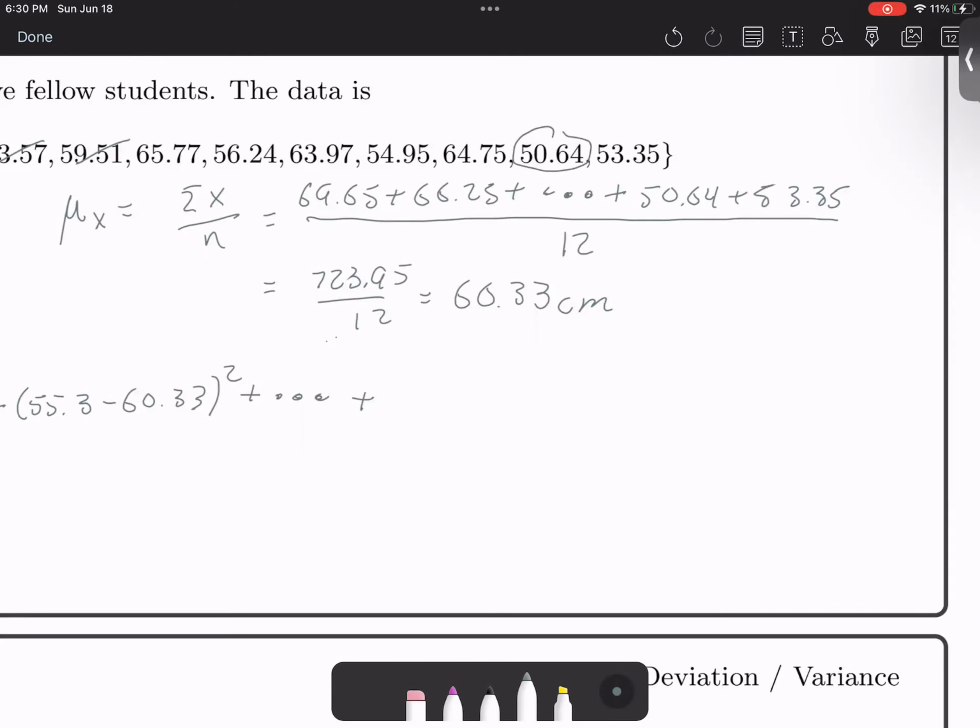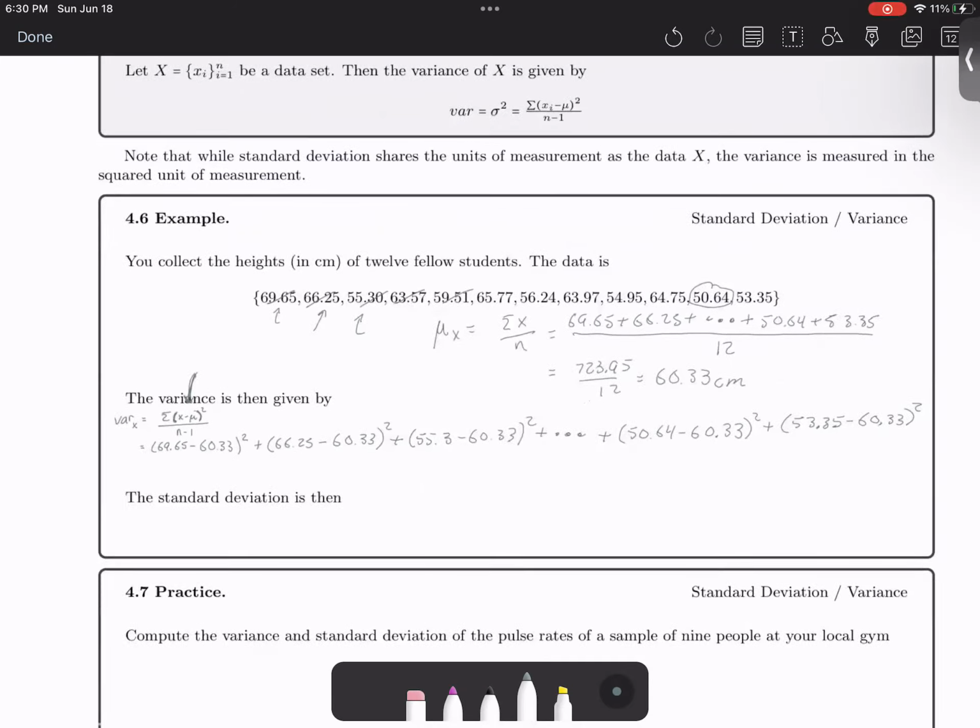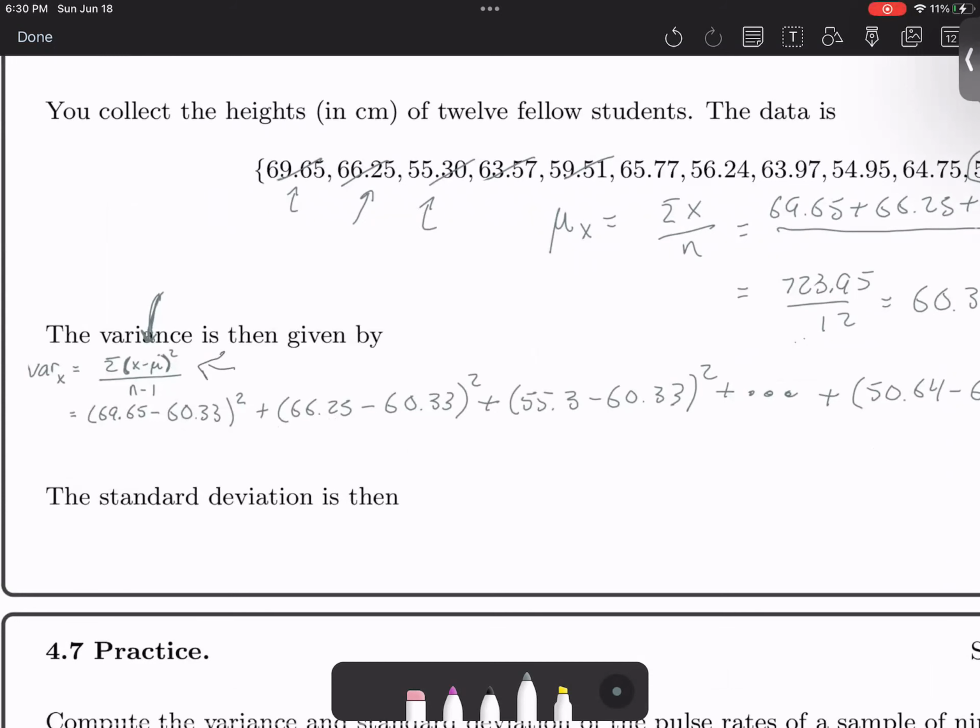So we keep going until we write out, let's write out the last two. So the second to last data point is 50.64. So 50.64 minus the average squared. And the last data point, 53.35 minus the average squared. And then look at your equation there. After you add up all those squared values, you need to divide by n minus 1. In fact, let's go ahead and tell ourselves what n minus 1 is. 12 data points minus 1, we divide by 11.